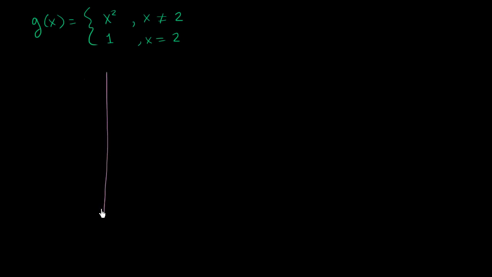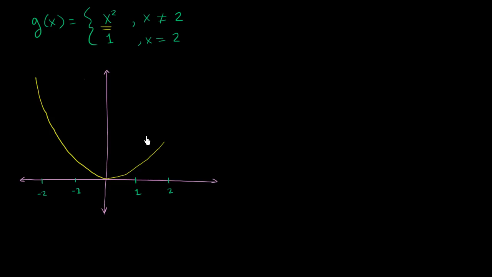So this is my y axis, and this is my x axis right over here. Let me mark x equals 1, this is x equals 2, this is negative 1, and this is negative 2. Everywhere except x equals 2, it's equal to x squared. So let me draw it like this. It's going to be a parabola. It'll look something like this.